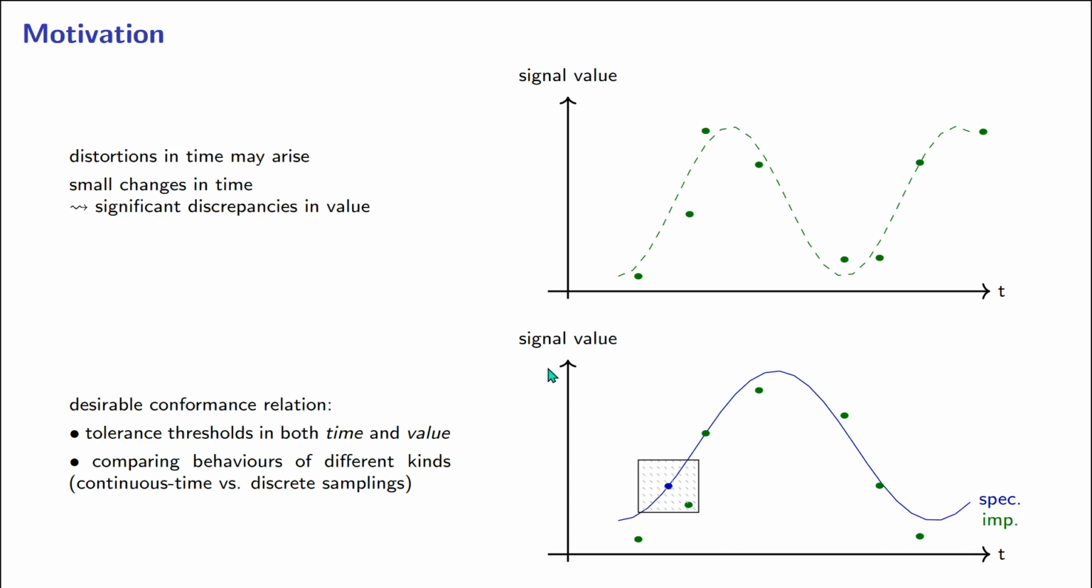Now the last picture illustrates precisely the kind of semantic model and conformance relation that we wish to deal with. These two behaviors, green and blue, are conforming, even though they are of different kinds and there is disturbance both in time and value.